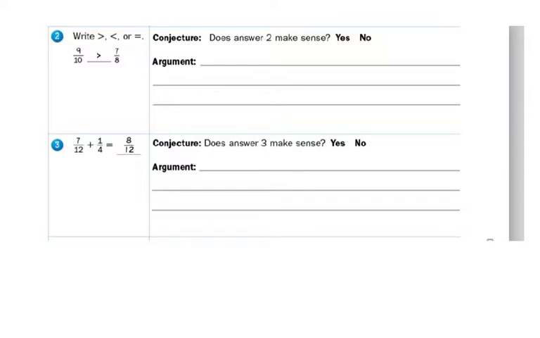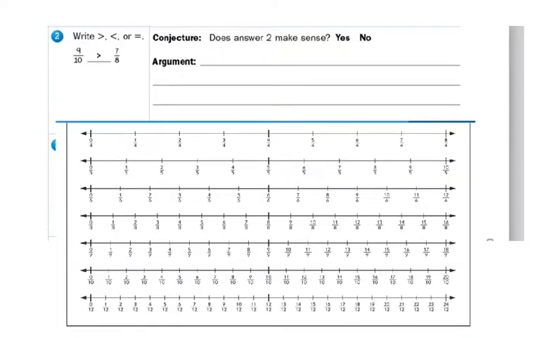Number 2, write greater than, less than, or equal to. 9/10 is greater than 7/8. Does that make sense? All right, I'm going to look at 9/10 on my number line. 9/10 is right here. It is 1/10 away from 1 whole, the number 1.